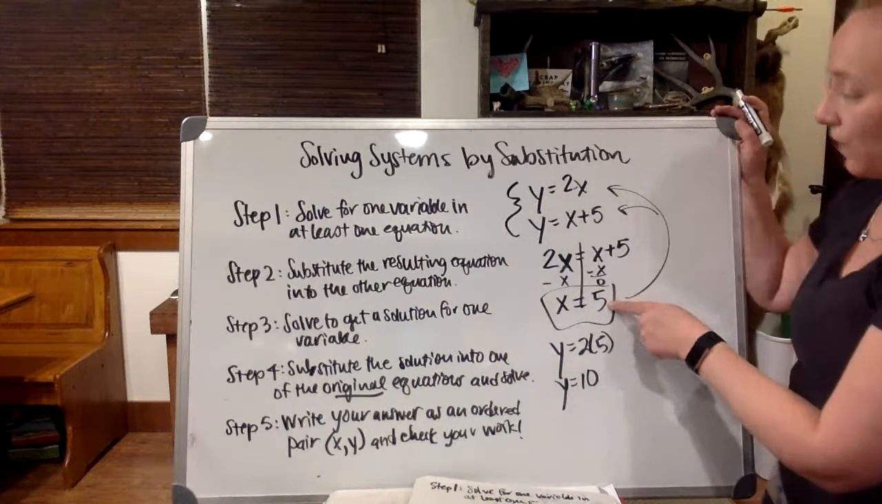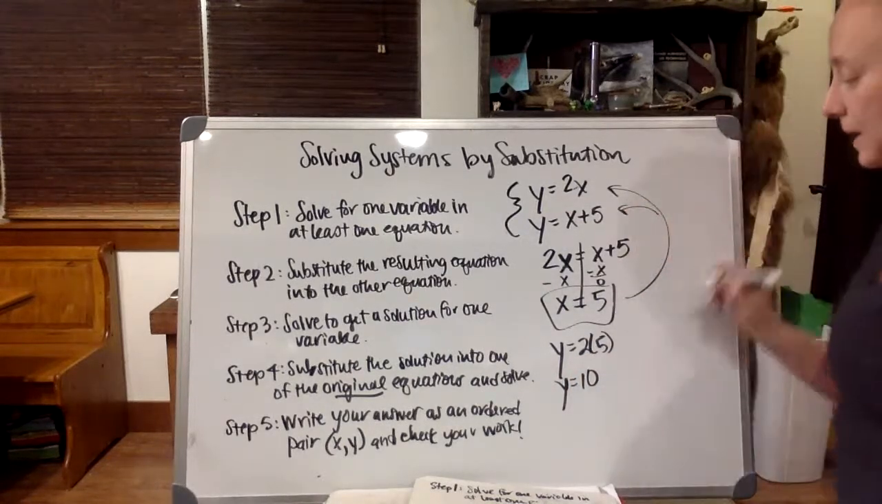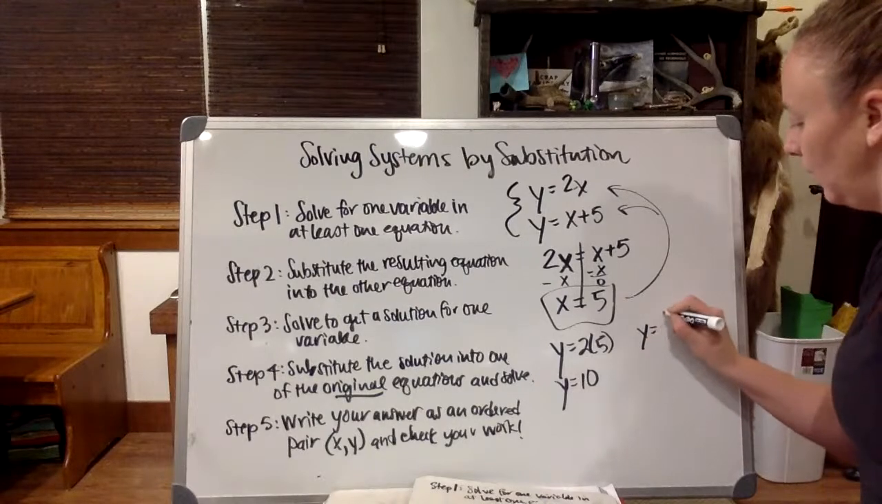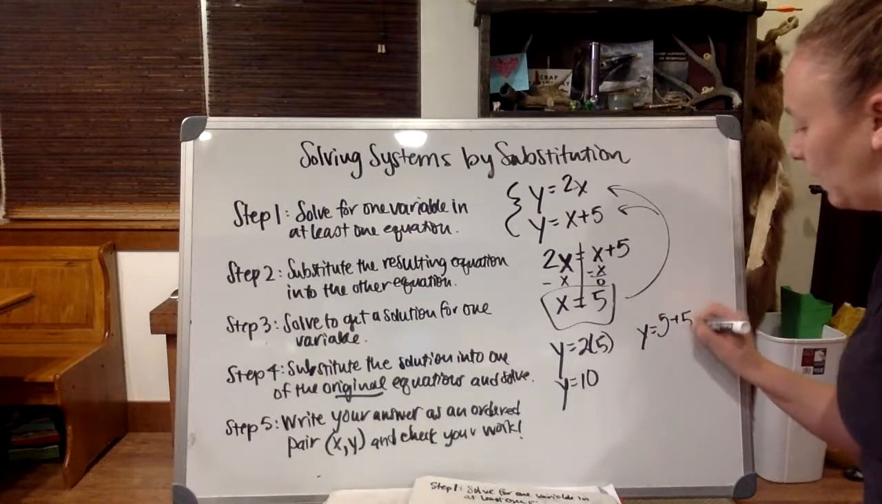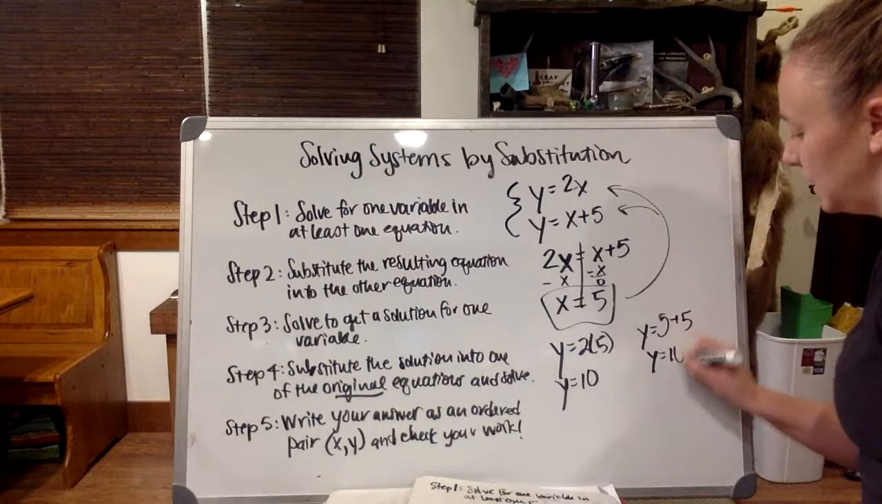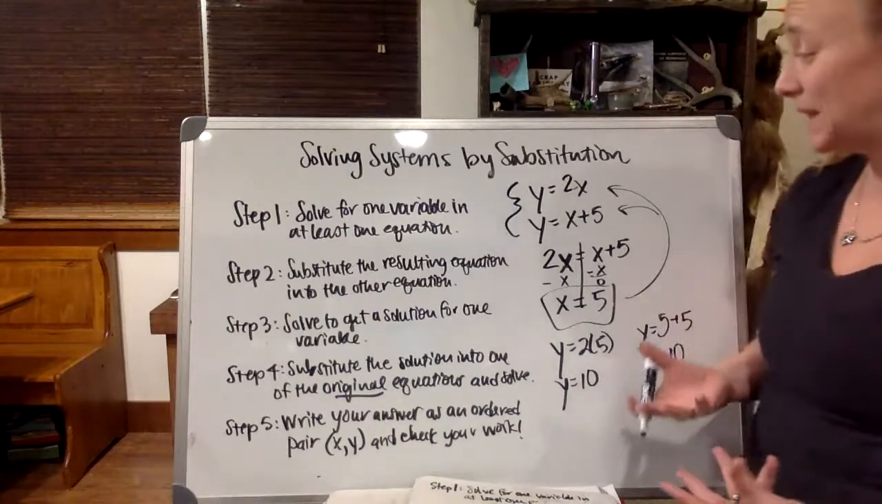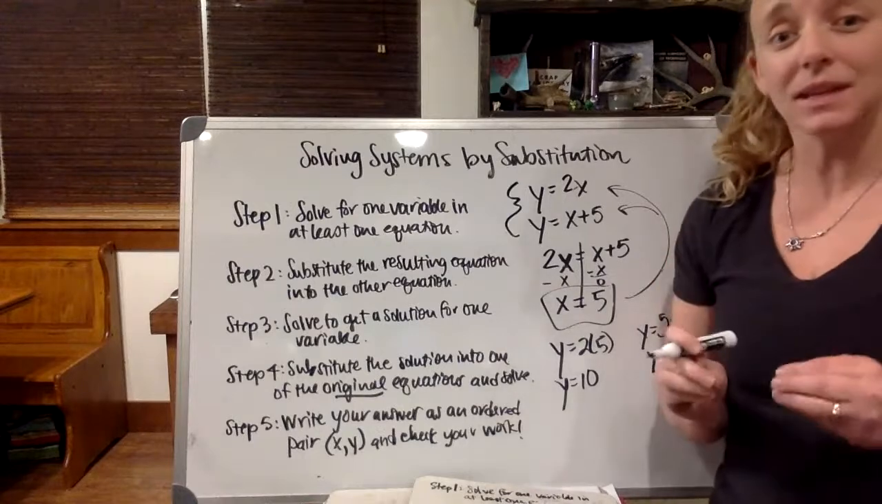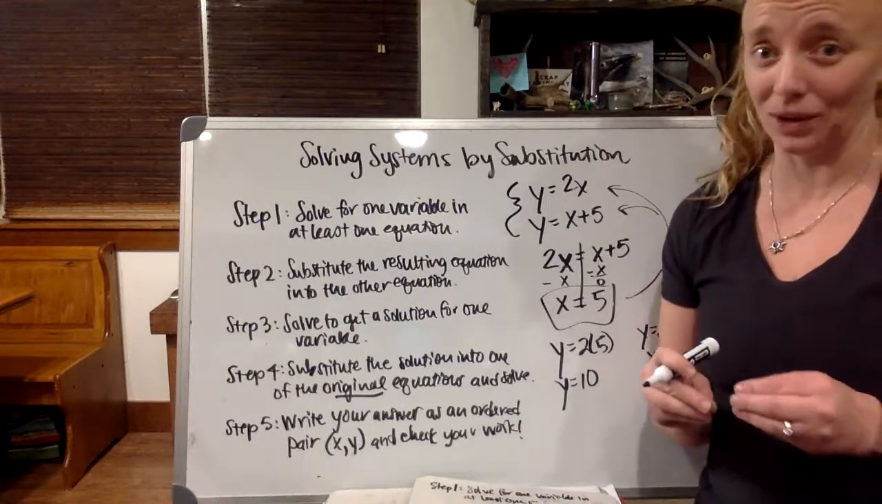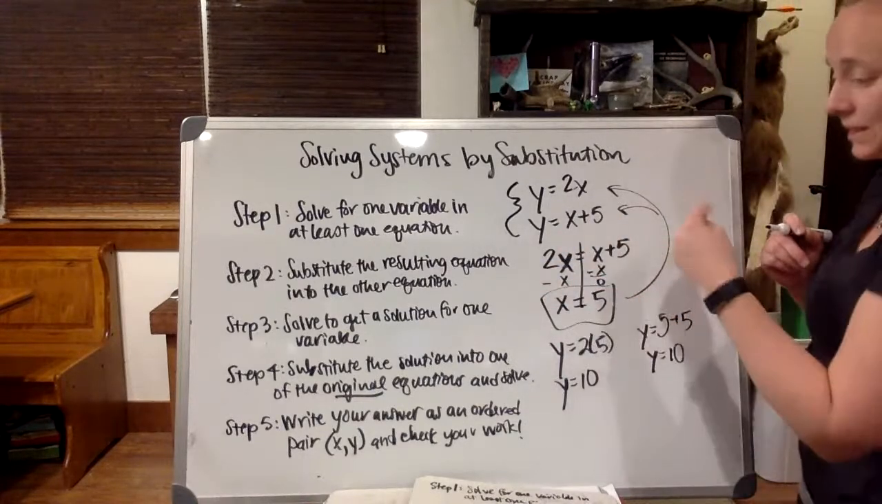If I put this 5 into this equation, y equals x plus 5, I have 5 plus 5, or y is equal to 10. Again, the exact same answer. And that's what we would want to see. If we don't see the exact same answer there, you need to now question whether or not you did the right work to begin with for this step.